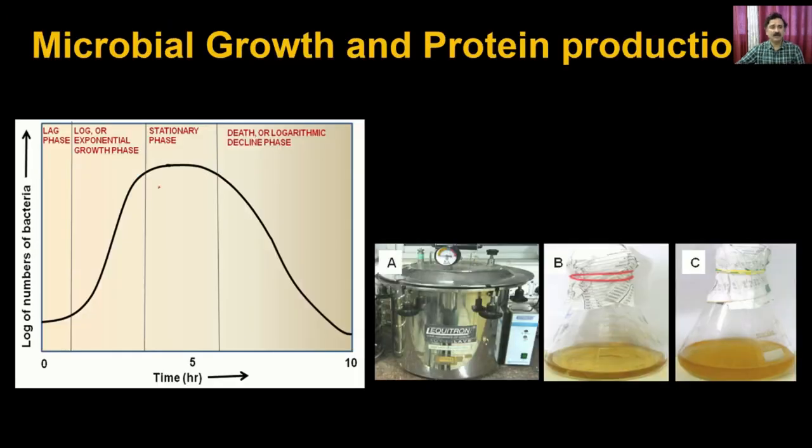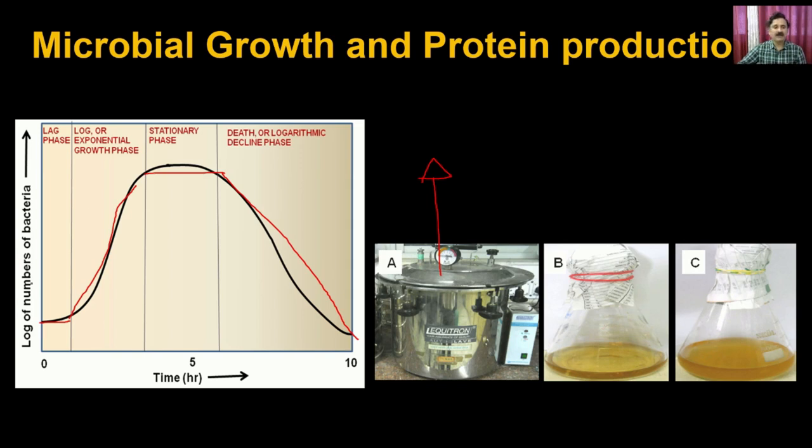So this is a typical microbial kinetics, where you have the lag phase, the log phase, the stationary phase, as well as the death phase. These are the instruments you require to prepare the media as well as the growth. This is an autoclave, where you can autoclave the media so that it is very sterile, and then you can inoculate the bacteria of your choice. This is the prepared media in a flask, and this is the cultured media.